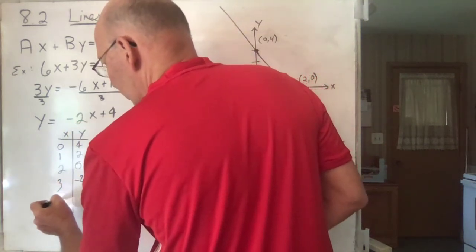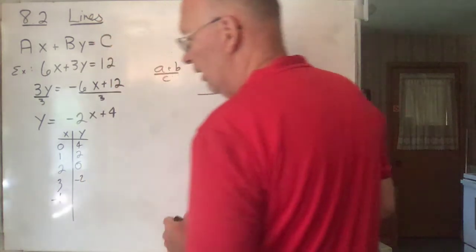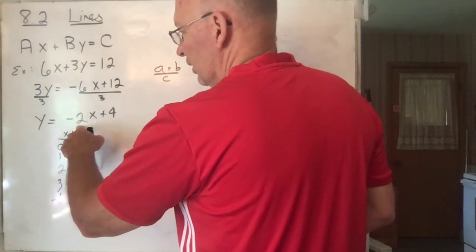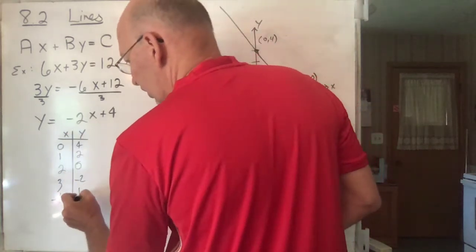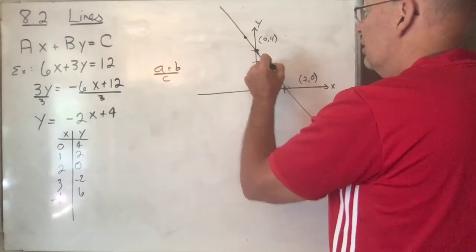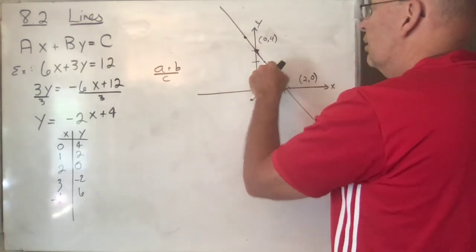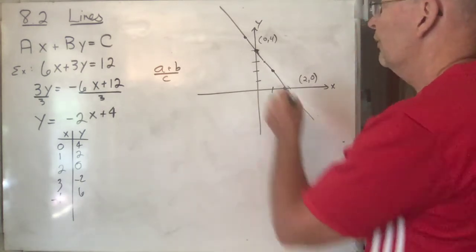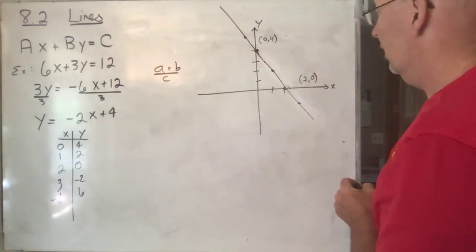Maybe we should throw in at least one negative one. If you put in x equals negative 1, negative 1 times negative 2 is 2. 2 plus 4 is 6. So we've just effectively found how many points? 1, 2, 3, 4, 5.